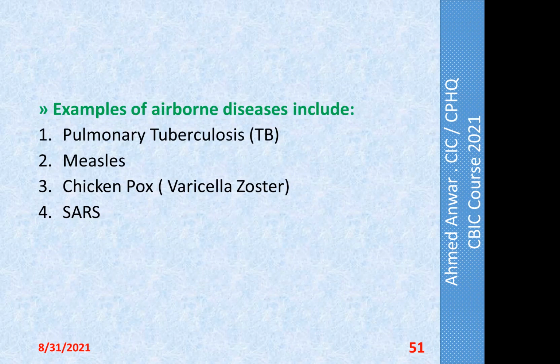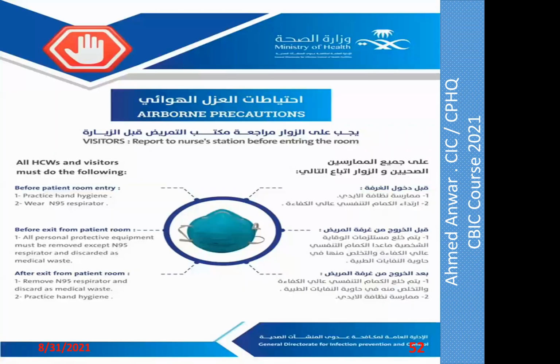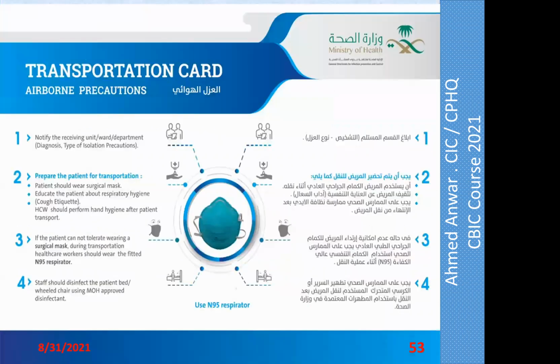COVID mainly is droplet and contact. But if this patient is ventilated or undergoes aerosol generating procedures, our precautions will be contact and airborne, not droplet in these cases. And this is the isolation signs, as we said before. This important PPE is a mask N95, and during transportation, we have implemented these precautions.